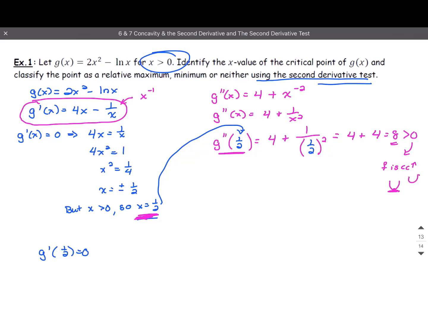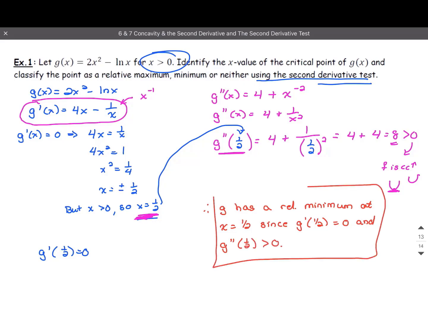Okay, so now we get to write our answer. Therefore, g has a relative minimum at x equals 1/2, since we never write anything without a reason. g prime of 1/2 equals 0, and g double prime of 1/2 is greater than 0. And there we go, we've done one.